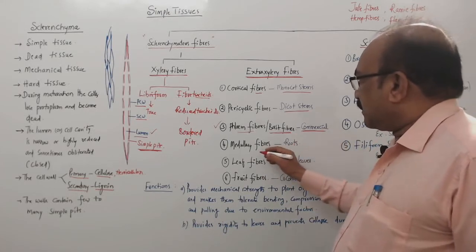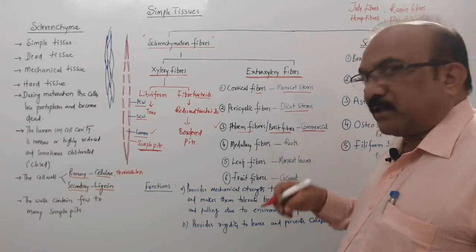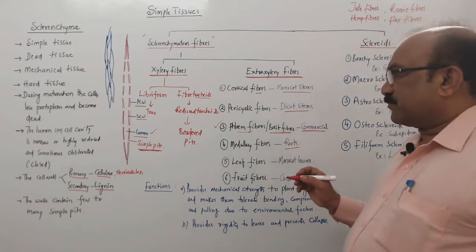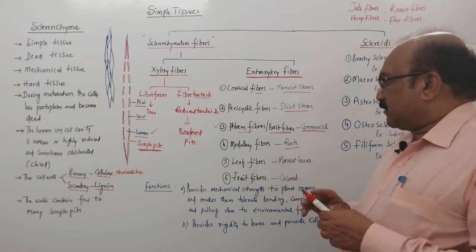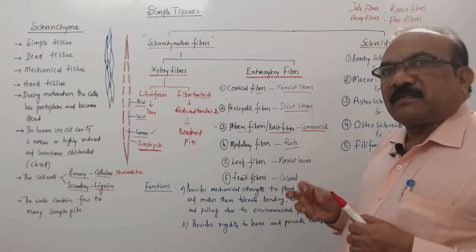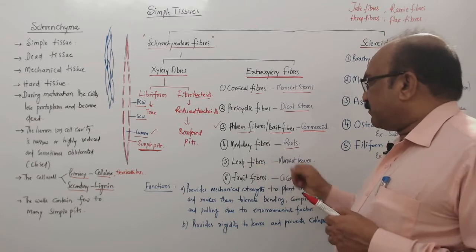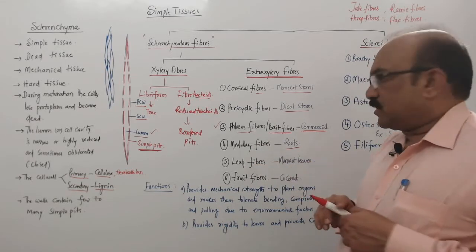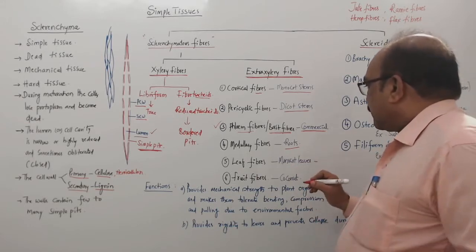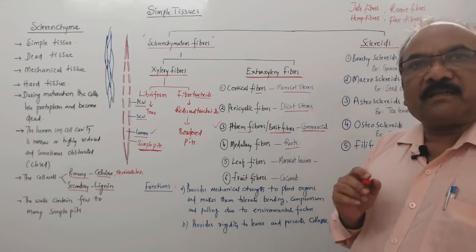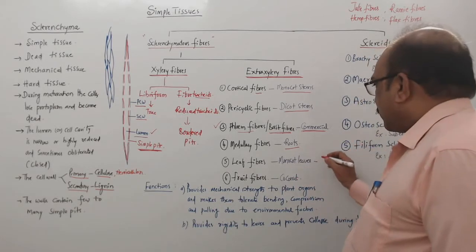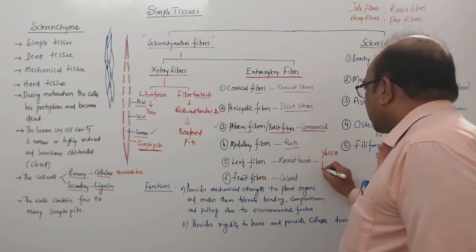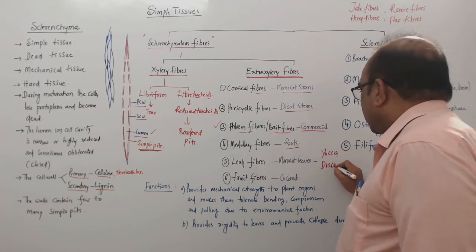Okay, and those that are present in the medulla of the roots, so these are called what? Medullary fibers. And of course, the fibers which are present in the leaves are called leaf fibers, and we find these leaf fibers in the monocot leaves. And especially, there are some fiber yielding plants in the Liliaceae family. What are those fiber yielding plants of Liliaceae? Yucca, Dracaena.